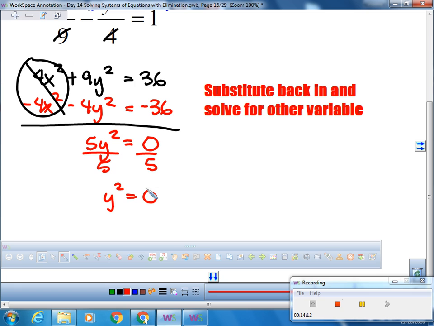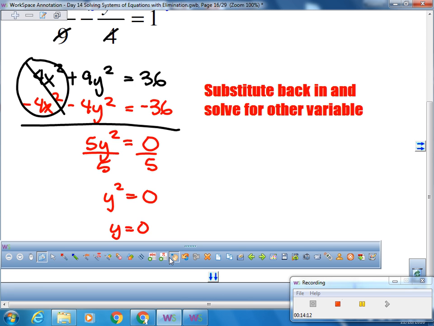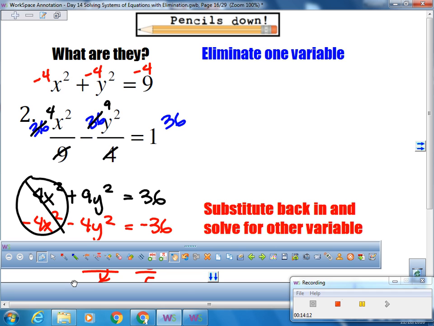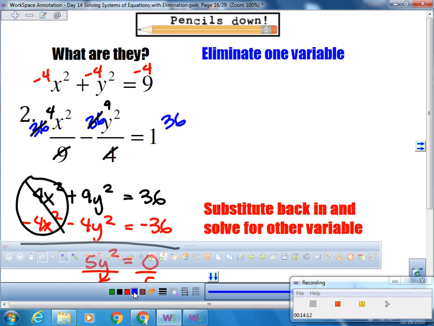So y squared equals 0. Normally I would take the square root of both sides, right? And I would get 2 answers, which makes sense, and I'll tell you why in just a second. So y equals 0. Now we know what y equals. Let's find x. The top one would be easier, right? So y equals 0, so x squared plus 0 equals 9. So x squared equals 9.